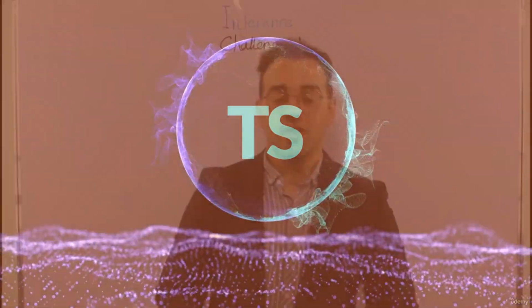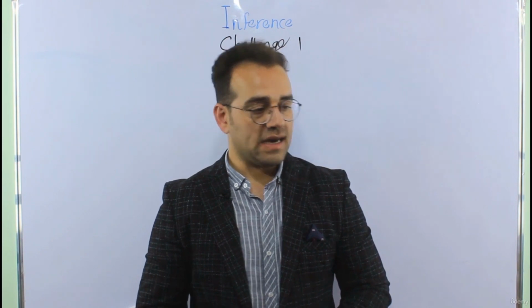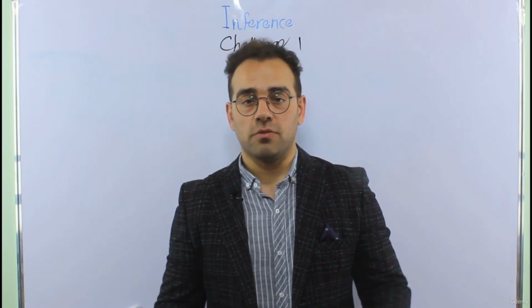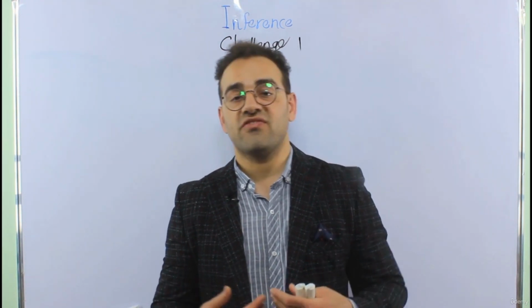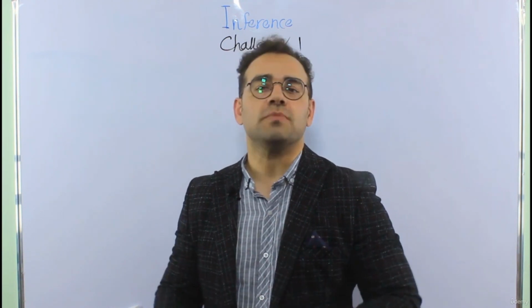Hi everyone, welcome to your very first challenge for inference. The statement for the first challenge states: assign a number to a variable with no type annotation. What is the variable type inferred by TypeScript? Now that is very difficult to show you what the inferred type is actually going to be, but I can explain to you what that is going to be.